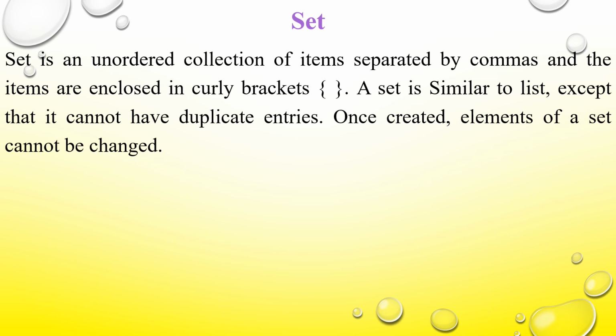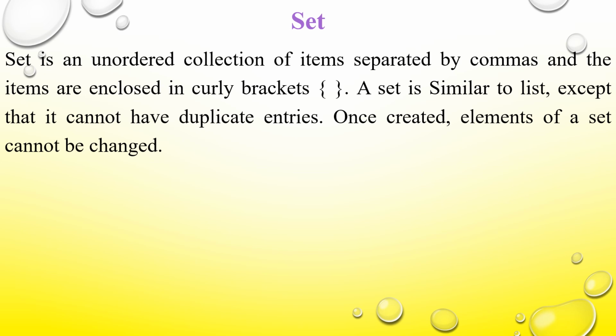Then what is a set? A set is an unordered collection of items separated by commas, and each of them is enclosed in curly brackets. A list will be written inside the square brackets, whereas a tuple is written inside the small parentheses, whereas a set is written inside the curly brackets.